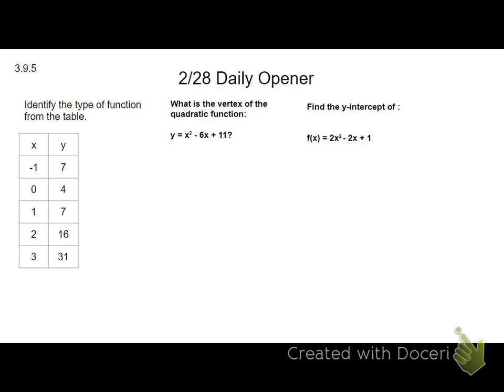Identify the type of function from the table. So this is all the way back from 9.1. If I give you a function table, how can you tell me if it's linear, quadratic, or so forth? How am I going to determine if this is quadratic or not? What do I have to do? This will be all the way back from 9.1. You will have one question like this off of your quiz today.